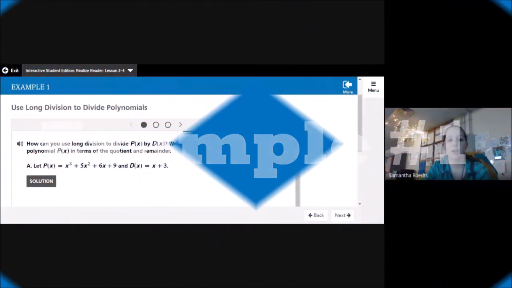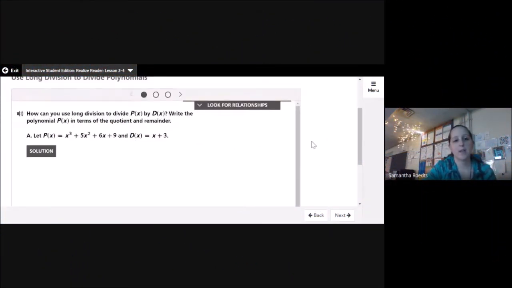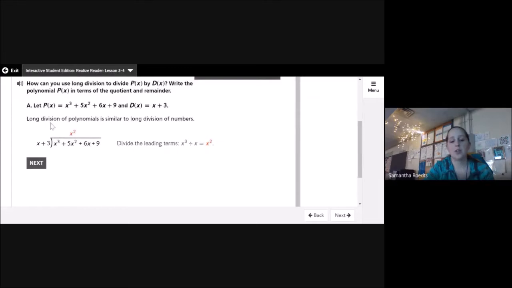So example 1, use long division to divide polynomials. How can you use long division to divide p of x by d of x? Write the polynomial p of x in terms of the quotient and remainder. So I have p of x equals x cubed plus 5x squared plus 6x plus 9, and d of x equals x plus 3. So my solution, long division of polynomials, is similar to long division of numbers.